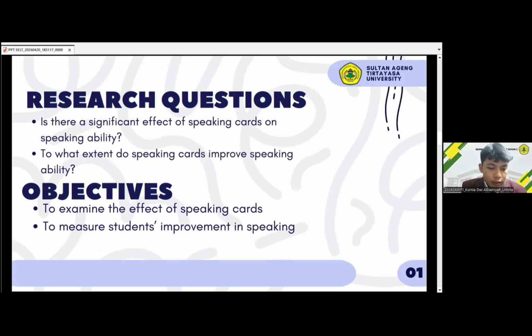This research has two questions. The first is, is there a significant effect of interview-based speaking cards on student speaking ability? And to what extent do interview-based speaking cards improve student speaking ability? Based on those questions, the objectives are to examine whether there is a significant effect of interview-based speaking cards on speaking ability, and to measure students' improvement after using speaking cards.